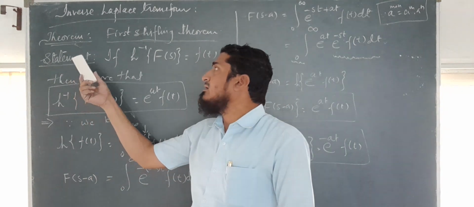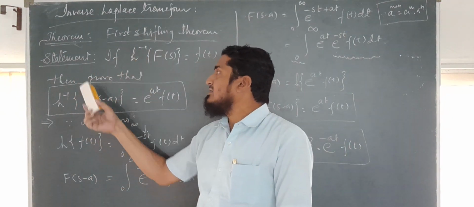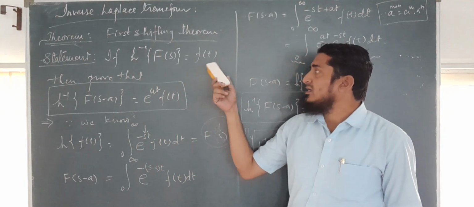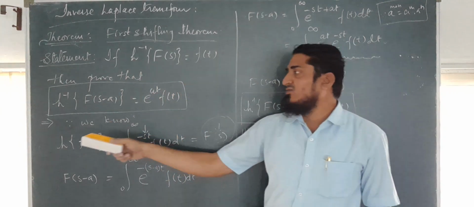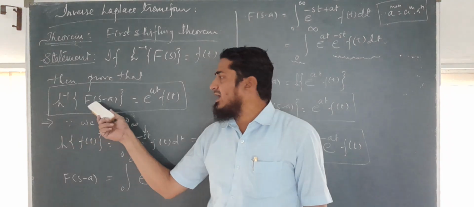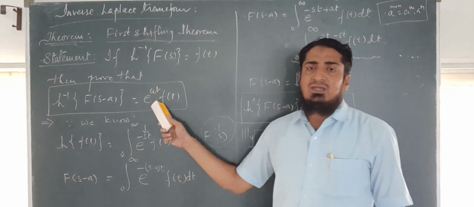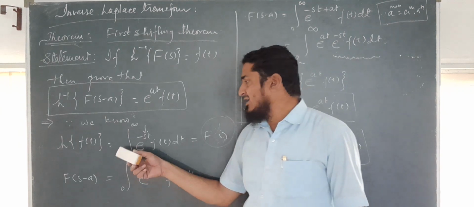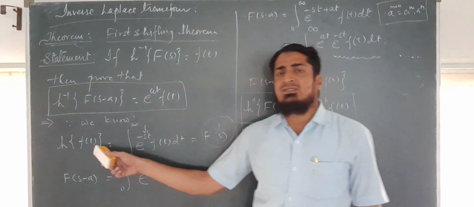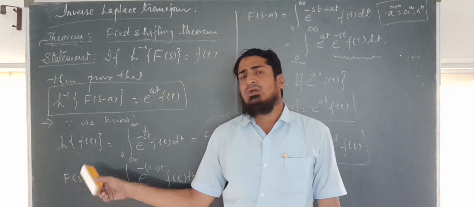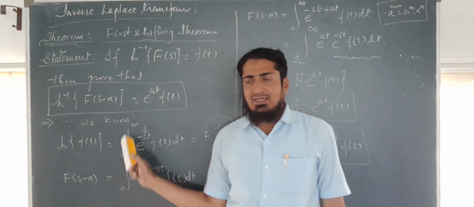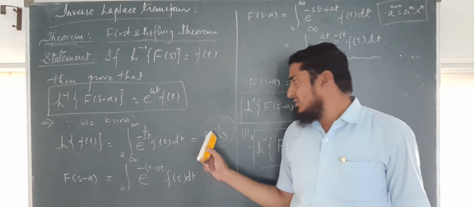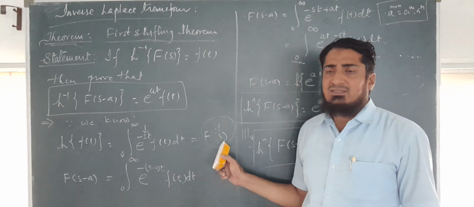The statement of the first shifting theorem is: if inverse Laplace transform of F of s is equal to f of t, then prove that inverse Laplace transform of F of s minus a is equal to e raised to at f of t. Since we know the definition of Laplace transform of f of t is equal to integration from 0 to infinity e raised to minus st f of t dt, and this expression is equal to F of s.